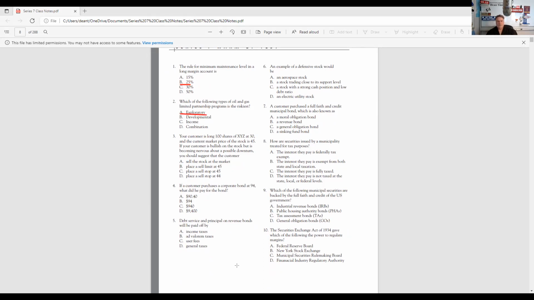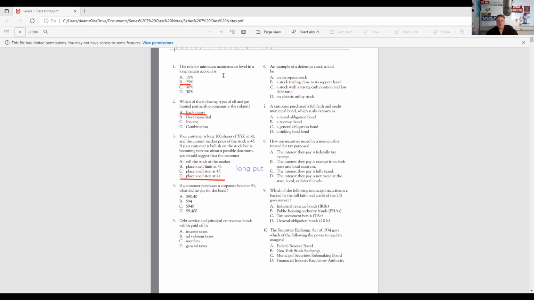Your customer is long 100 shares of XYZ at 30, current market price is 45, looking pretty good. The customer is bullish on the stock but is becoming nervous about a possible downturn. We're going to place a sell stop below the market to protect the profit. We use sell stops to stop losses or protect profits. I would also know that you could accomplish something similar, a little different. You have to pay a premium, but you might also want to consider a long put. The answer to that is D as in dog.